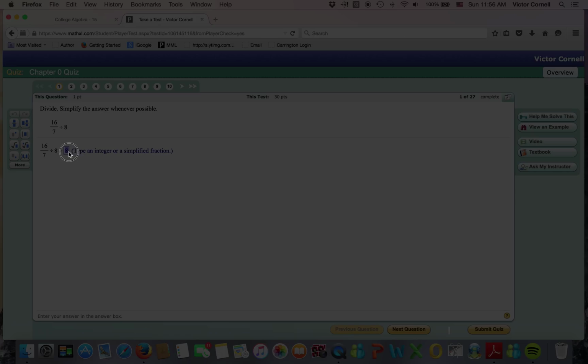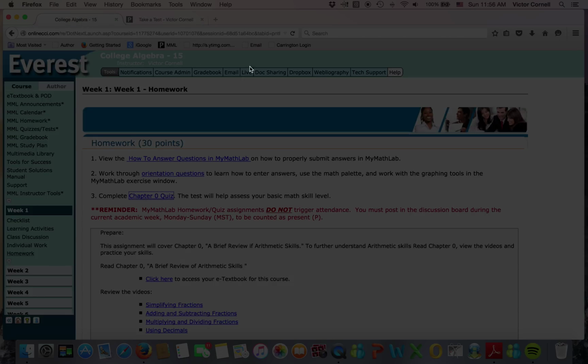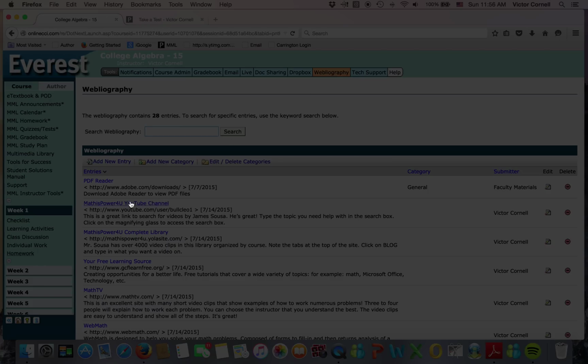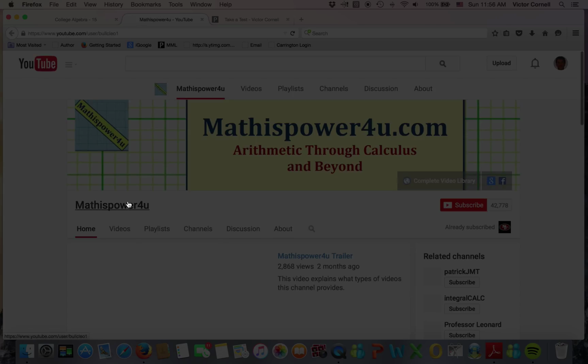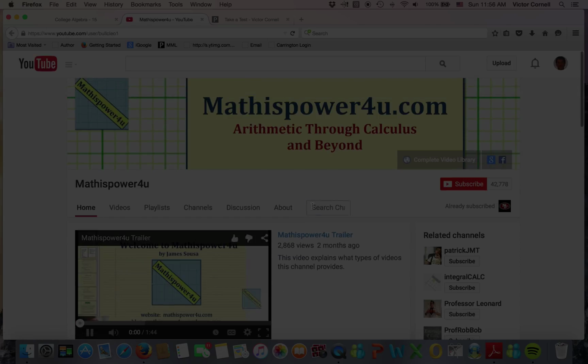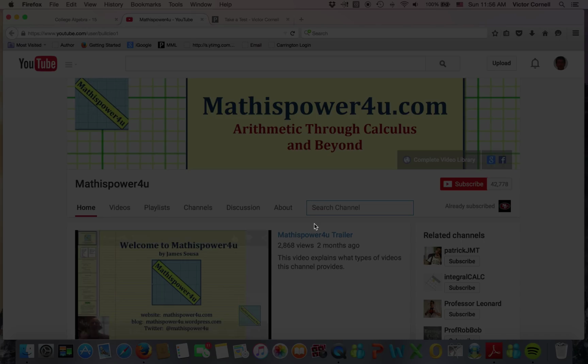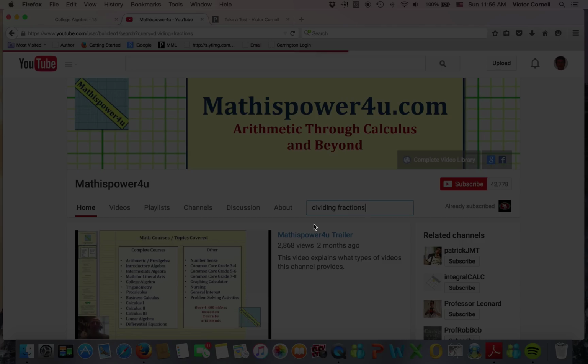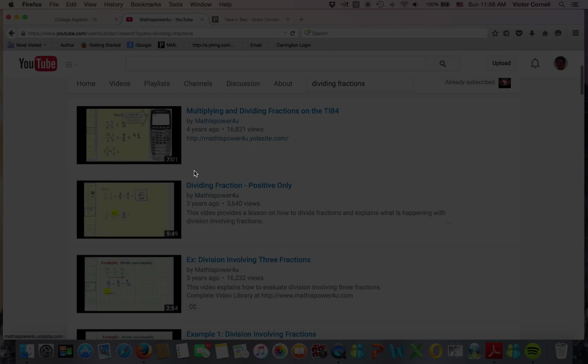that's not the right answer in there. I'm going to get rid of that. So you're dividing fractions. What I suggest you do is go over to the class, click on the Webliography, and notice the first one I put in here, Math is Power for You. And then see this magnifying glass right there? Okay, so I typed in dividing fractions, and then look at all these that come up.